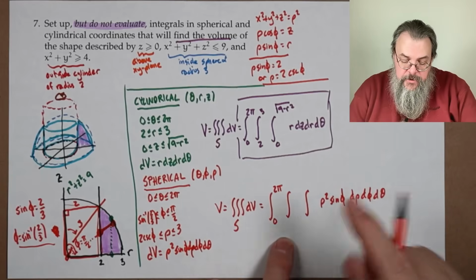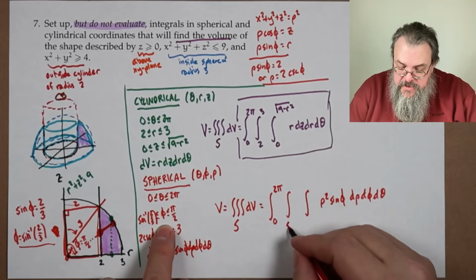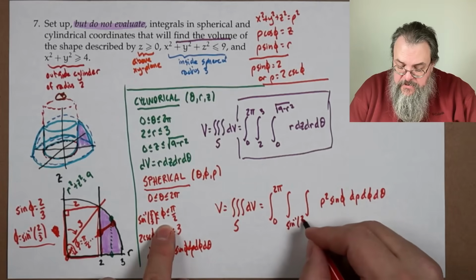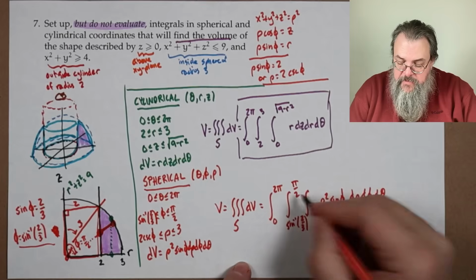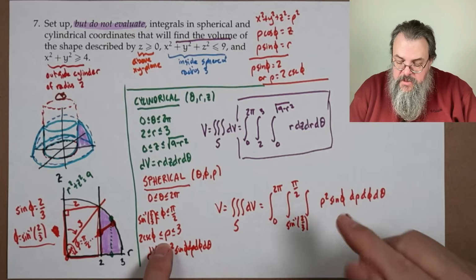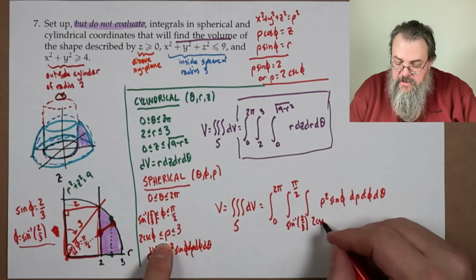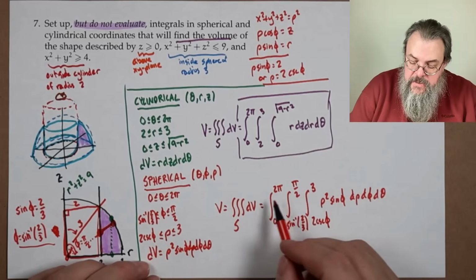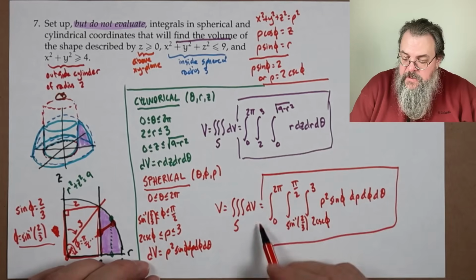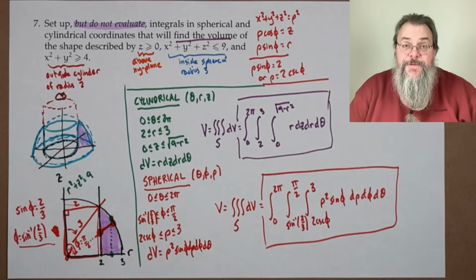Phi goes from sine inverse of 2/3 to pi over 2. Rho goes from 2 cosecant phi up to 3. And there we go. There's the volume in terms of spherical coordinates.